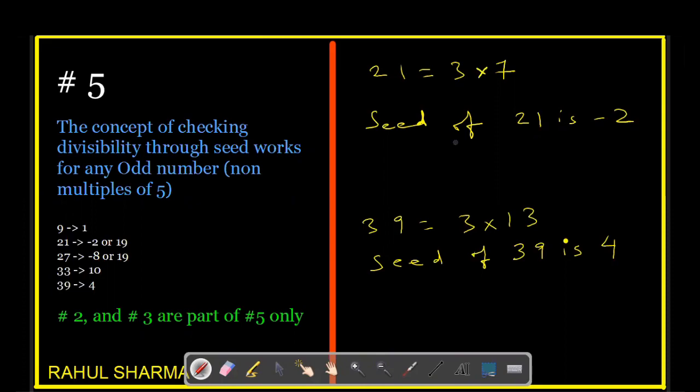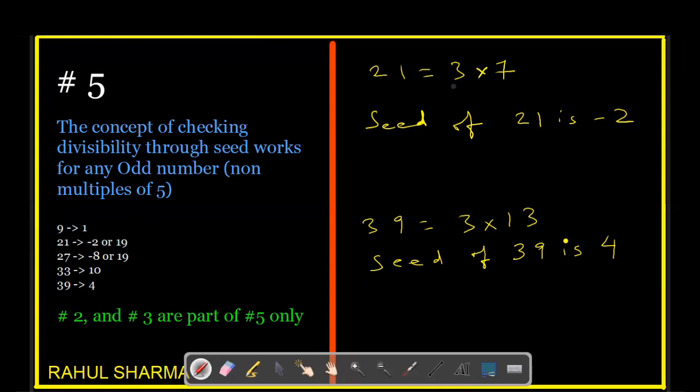GCD of 3 and 7 is 1. And hence we just have to check for the divisibility by 3 and 7. And seed of 21 is -2. You'll agree on this? But I mean, why is it that it's not matching with our earlier concept? It is actually matching with our earlier concept also.